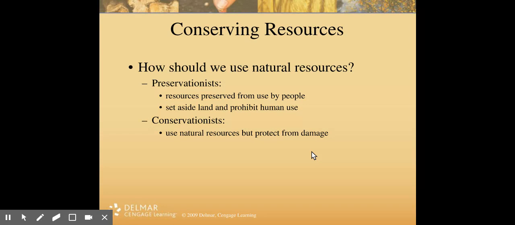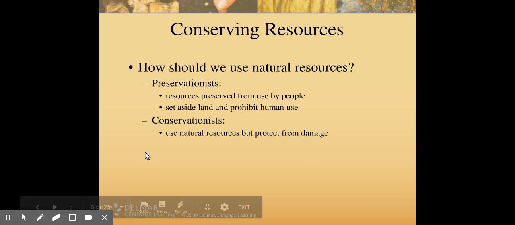And then conservationists, people that want to use the natural resources but not damage them. And then, of course, there's people that just don't care and they're going to do whatever they want and not worry about how it affects the environment or our natural resources. So there's a pretty wide spectrum there. And that, I believe, is the end of chapter 1.